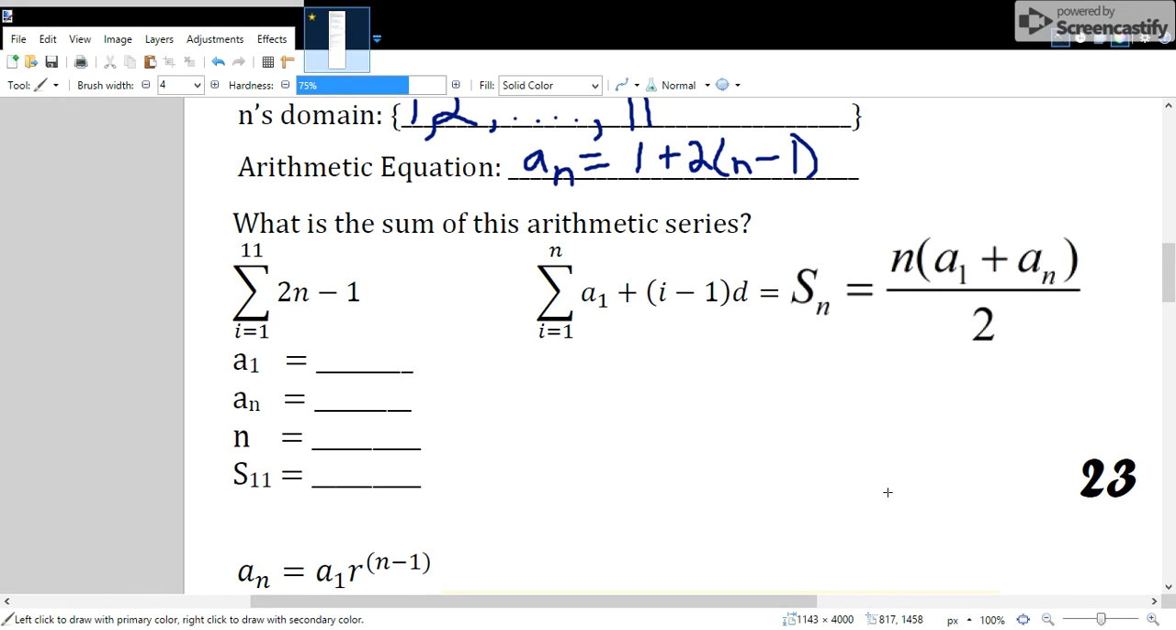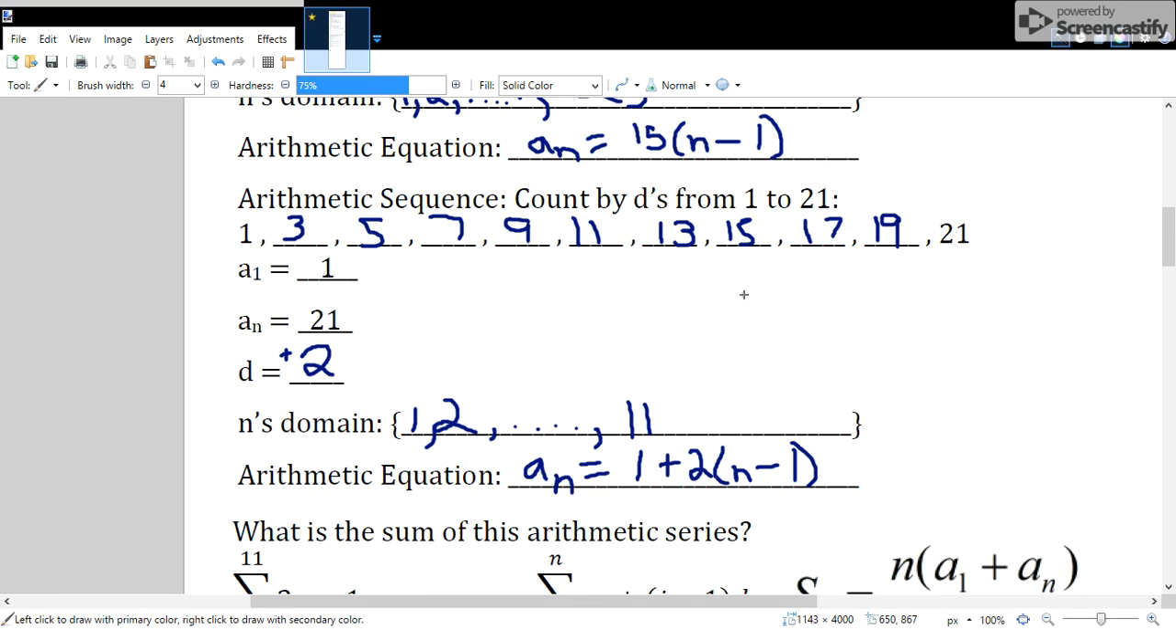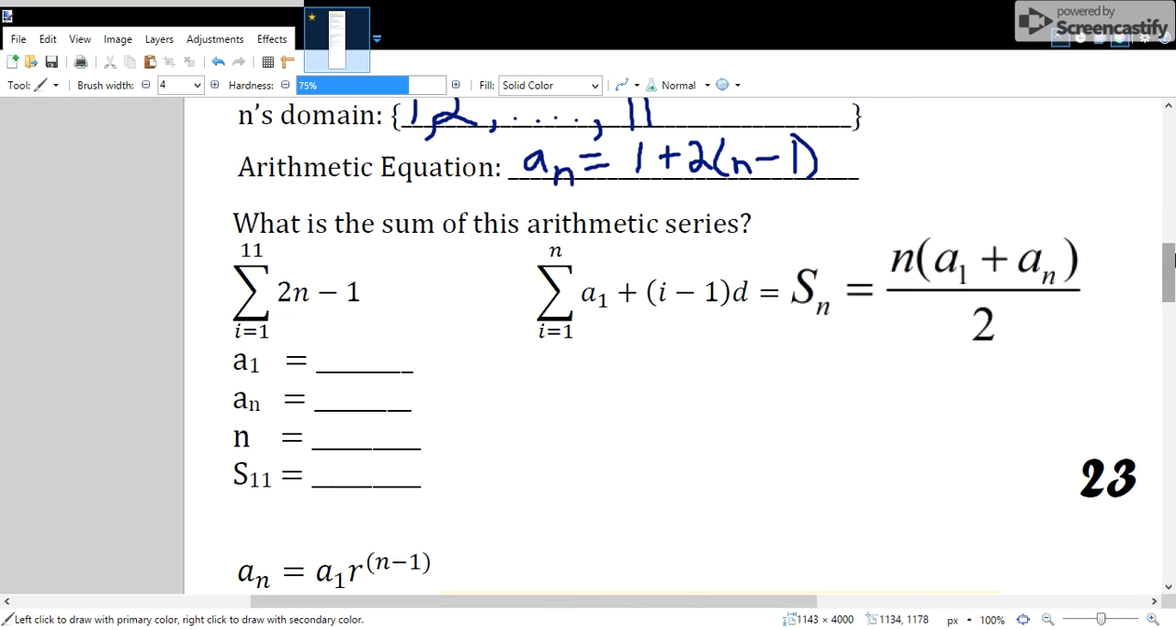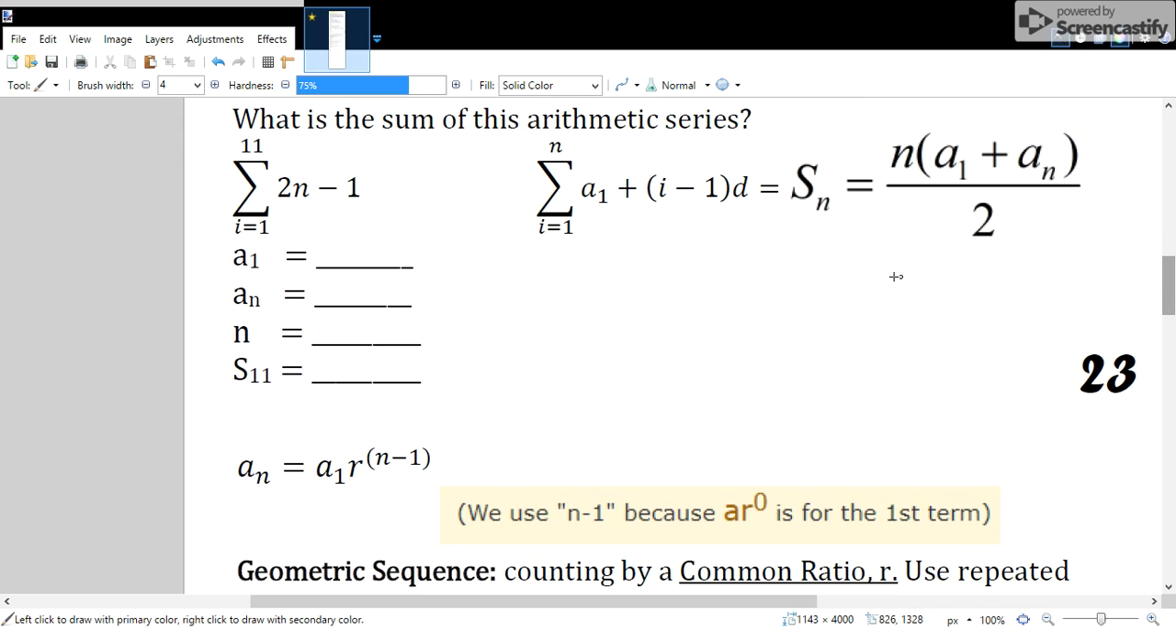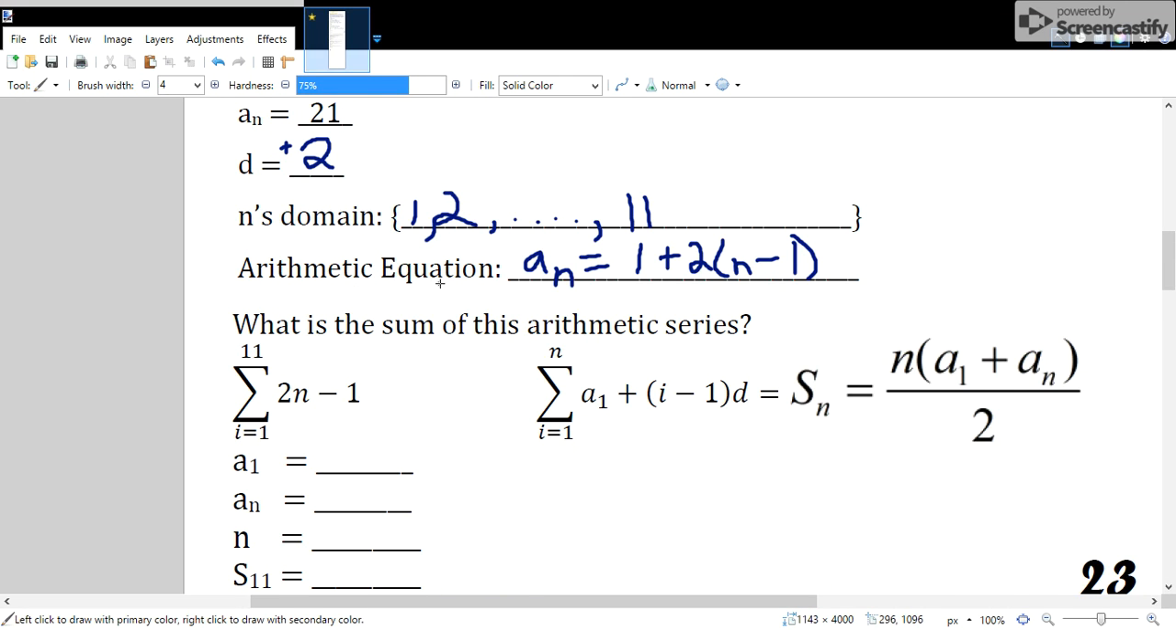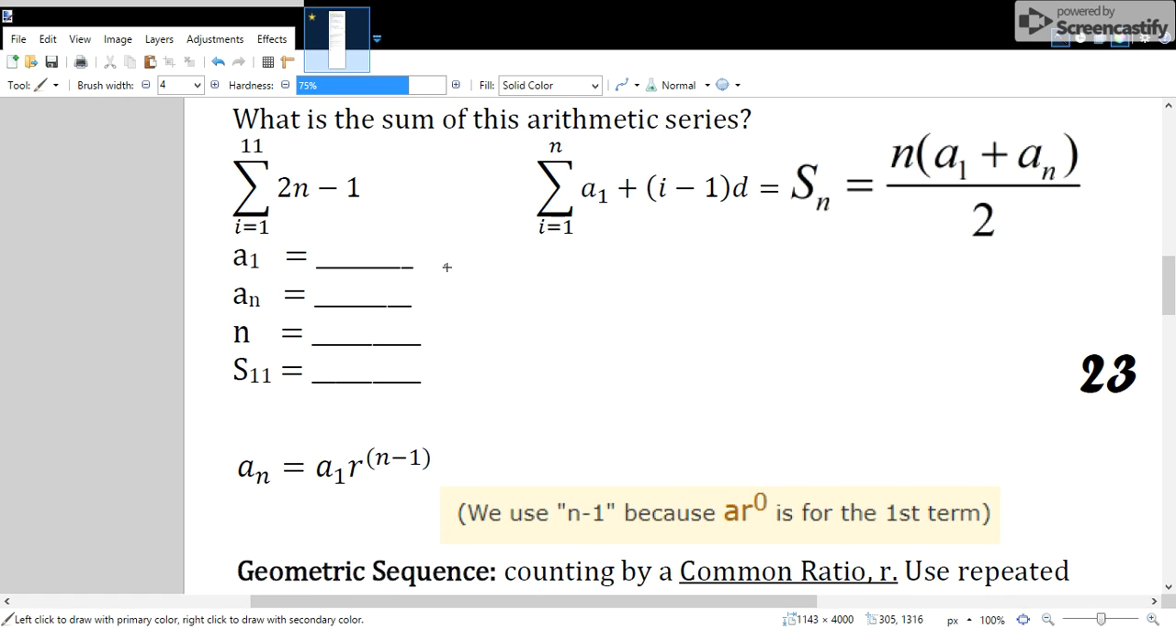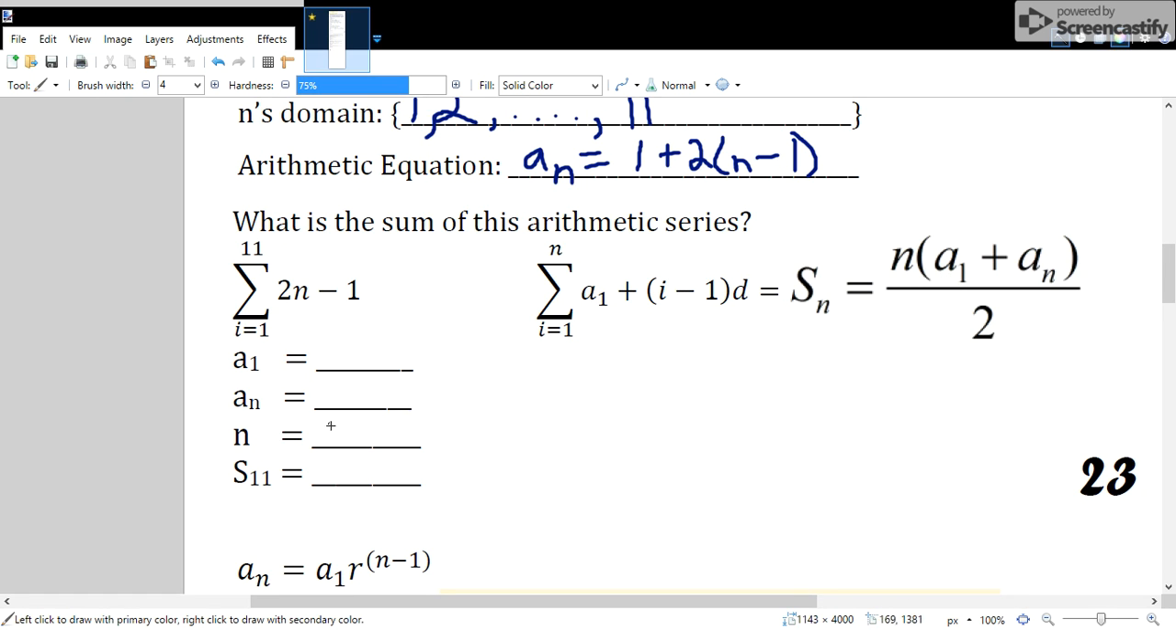So from here, in addition to finding numbers in a sequence, we can also find the sum of that sequence. That would be called an arithmetic series. Here's the equation for that. So you're basically given our arithmetic equation, and then we plug it in.